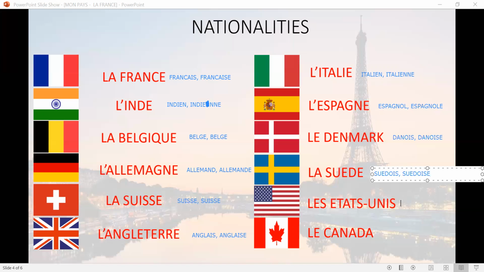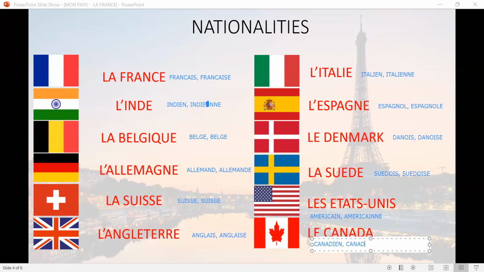So here we have the answer. Now, Les États-Unis is interesting as they have America, and we have the American. Okay, so we can see this word I'm writing over here. Let's go to Le Canada. It will be Canadian, and the next word will be Canadian.